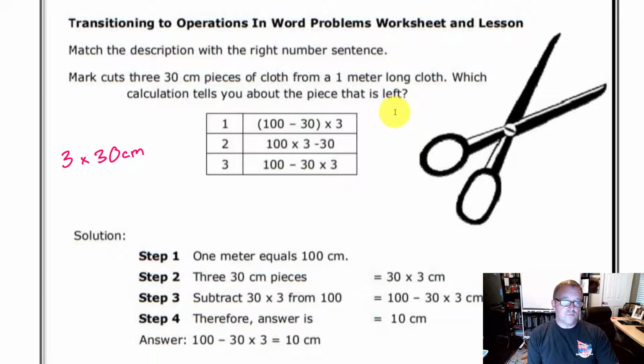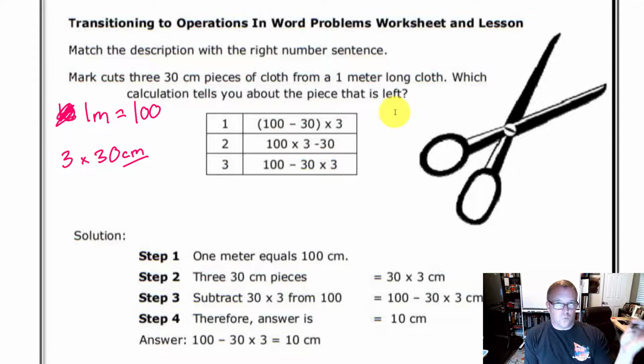And I know that, let me see, 3 30s from a 1 meter long cloth. So I'm going to have 1 meter. Oops, I'm starting to give something away. Okay, what's 1 meter if I'm using centimeters? How many centimeters are in 1 meter? 100. How many cents are in $1? 100. How many years are in a century? 100. Okay, so there are 100 centimeters in a meter.